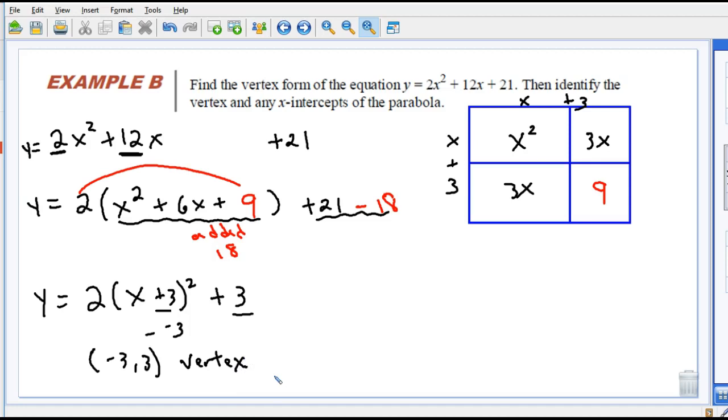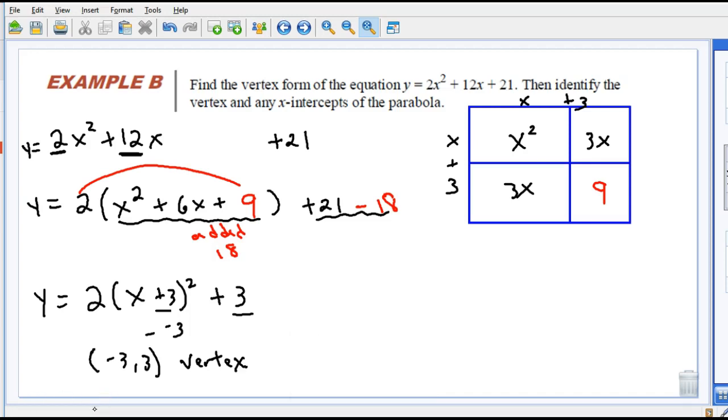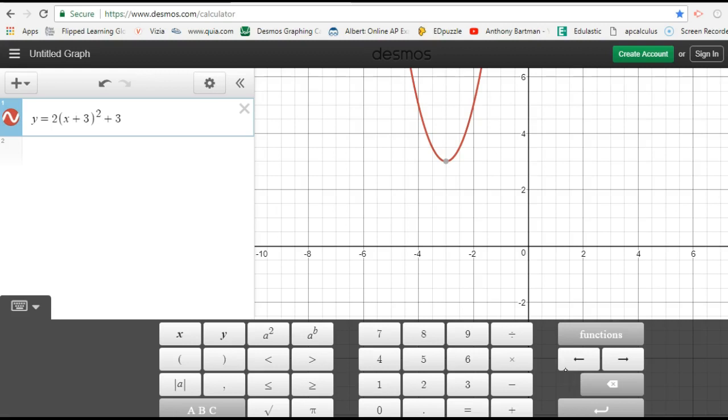Okay, so there's the vertex. Good. Now what we have to do is find the x-intercepts of the parabola. So let's see if we can find those. I'm just going to use a graphing calculator. So let's try that right now. We're going to use that right here, and when we go to our graph, it goes right here.